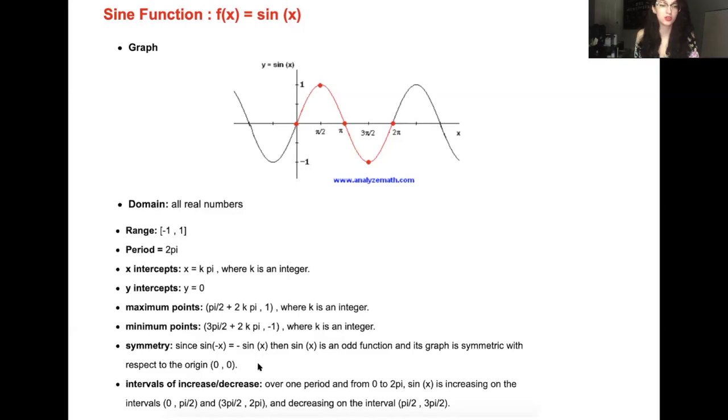We should also understand the symmetry. Sine is an odd function, so if we plug in some negative x into the argument, then we can bring that negative out front. So that's important. And we know that the sine function is odd, so it's symmetric with respect to the origin (0, 0).